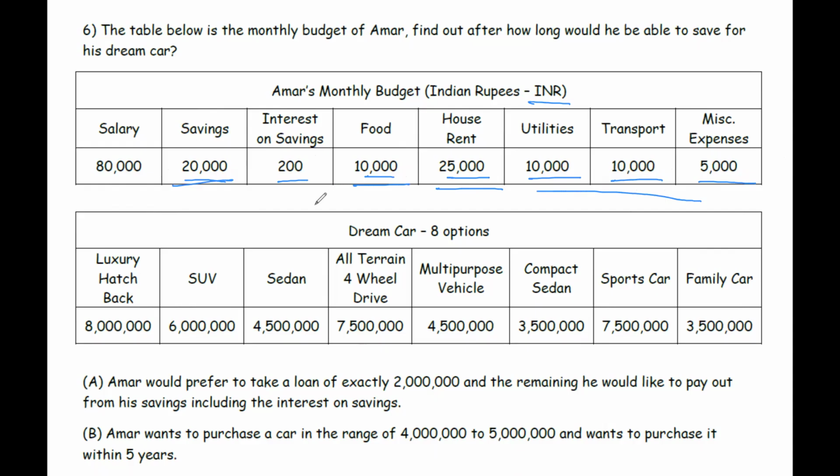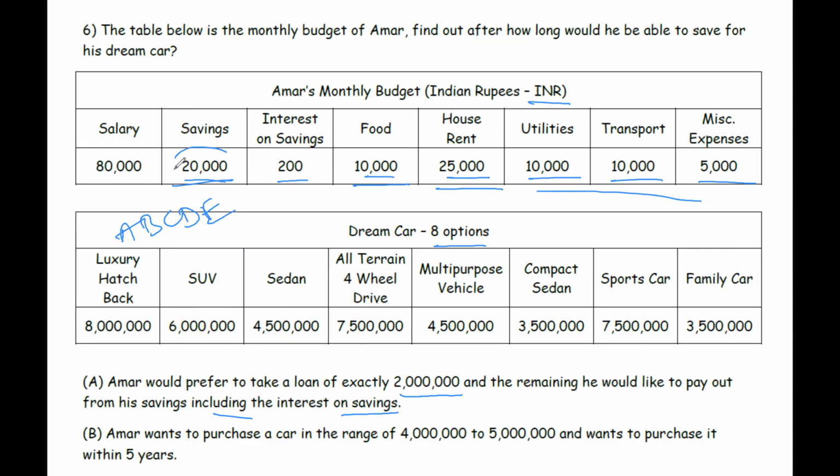So for the dream car, there are 8 options: luxury, SUV, sedan and so on, and the cost is given here. So now we have to figure out after how long he would be able to save for his dream car. Statements A, B, C, D, E. Amar would prefer to take a loan of exactly 2 million, and the remaining he would like to pay out from his savings, including the interest on savings.